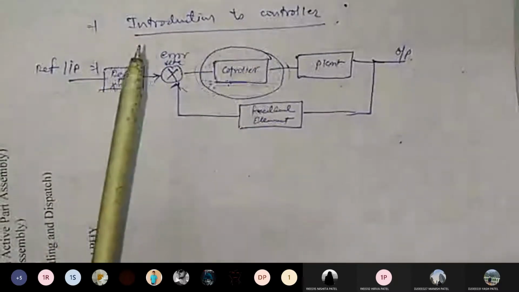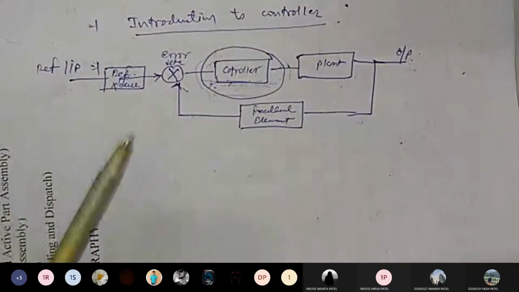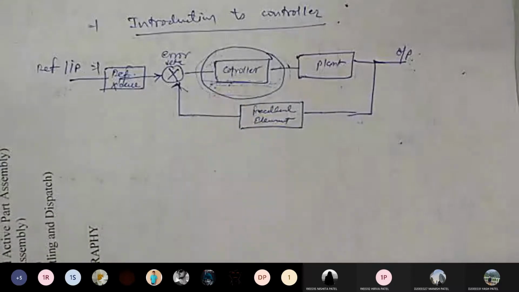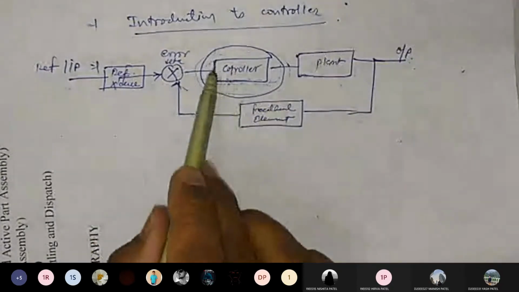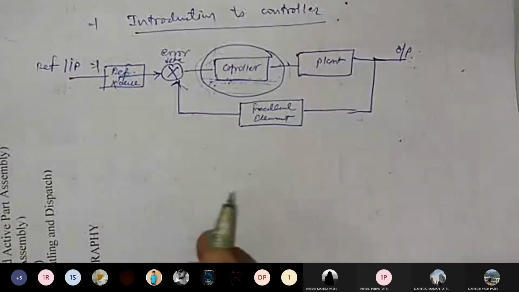So for that basic procedure these controllers are used. It might happen that the complexity will be higher. If the complexity is higher, then we will be having more number of applications over here. So I need to understand what are the basic controllers and what is their behavior in the control system.